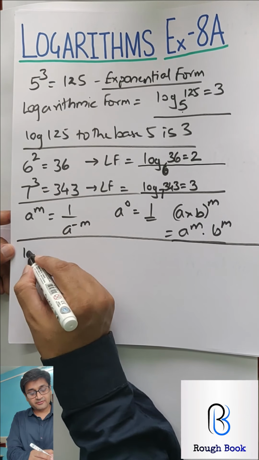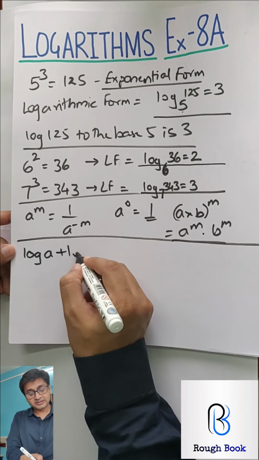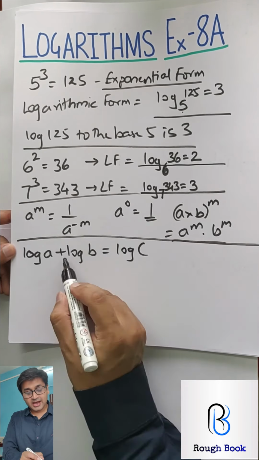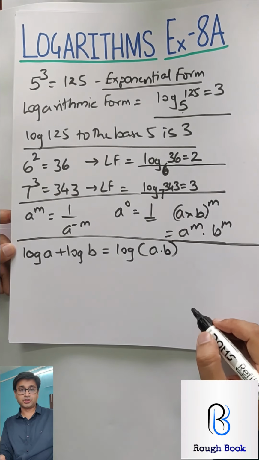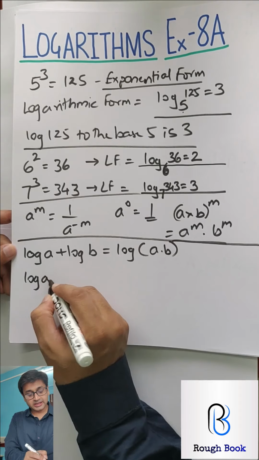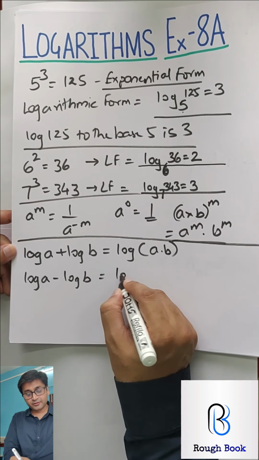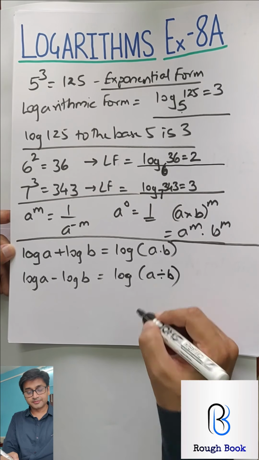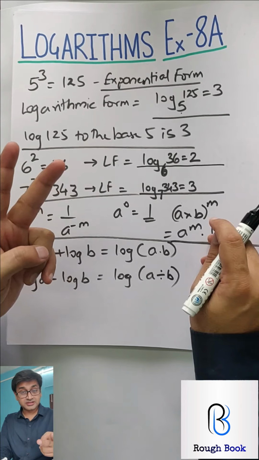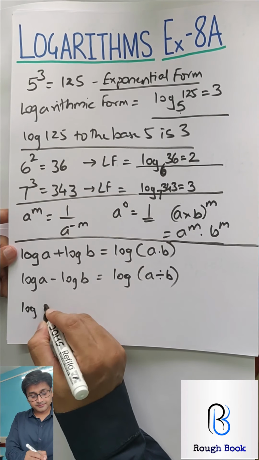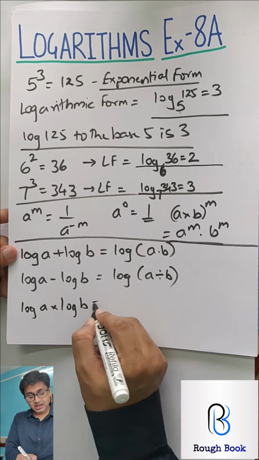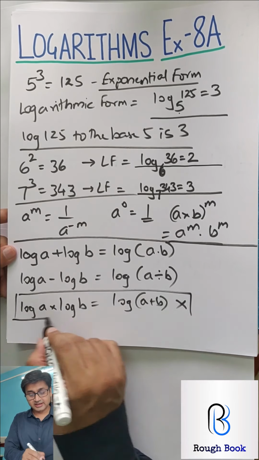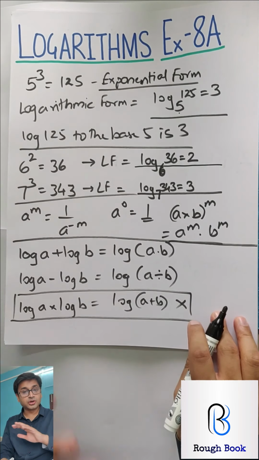Last thing, if you have log a plus log b, then the law of logarithm says you can pull out log common and this plus will become multiplication. Likewise, log a minus log b. If you pull out log common in this case, then this minus will become division. But it doesn't go in reverse. If you have, let's say, log a into log b and you pull out log common and say a plus b, this is wrong. This is not acceptable. Likewise, for division also not acceptable.